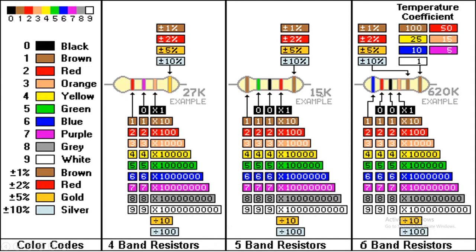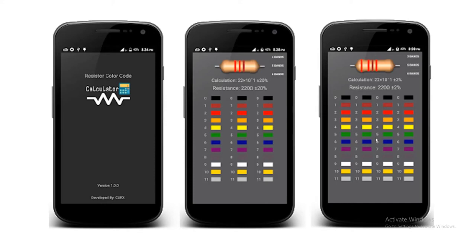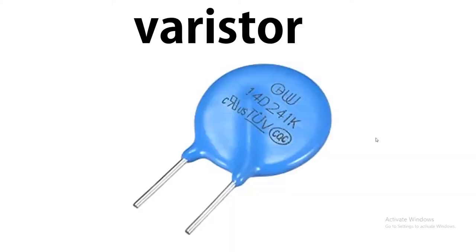So at the last there's 30. We need to convert into K. So friend, also you are able to find the value of the 6-band resistor. So friend, you are also able to find the value of their color code by the help of mobile phone. You can simply go to Play Store and download the color codes resistor apps and just put the color. Automatically it will tell you the value.